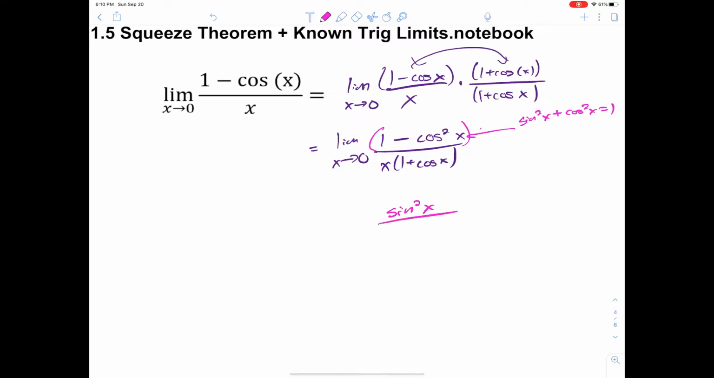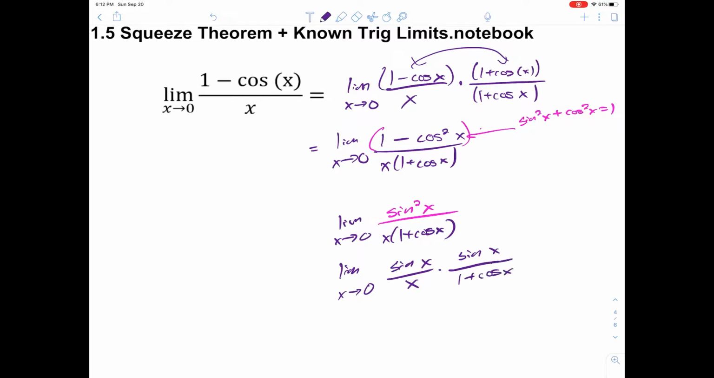Okay, so now I have that going for me, and I can build up that fraction again, x, 1 plus cosine x. Still got the limit symbol out there because I haven't done that yet. And now that we have it in this form, we can break it up. So you may notice that there is a sine x over x in here. So I'm going to break it up into sine x over x times sine x over 1 plus cosine of x. And hopefully now we can plug in a 0 and get an answer.